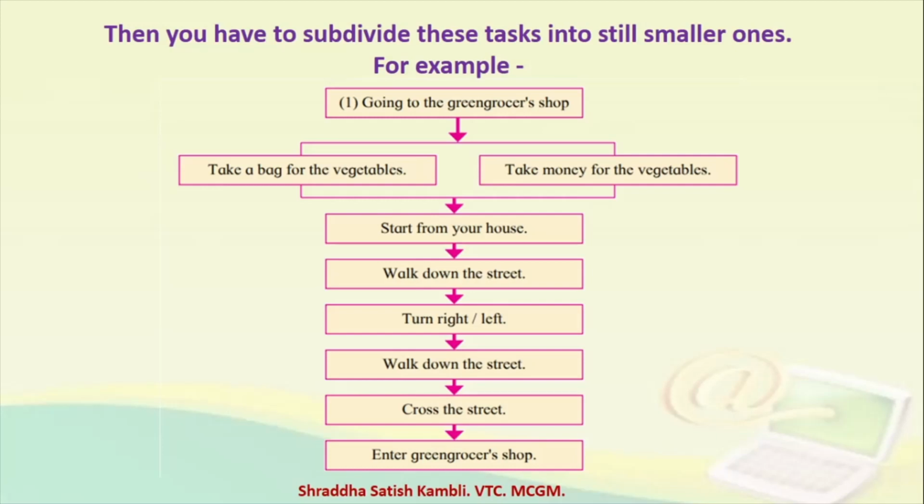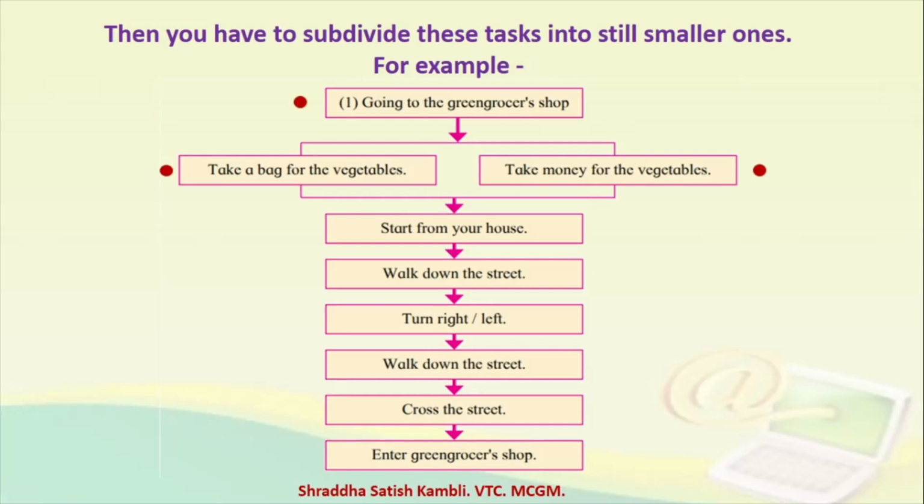So going to the greengrocer's shop. That much is not enough for the computer. The computer has to be told, okay, going to the greengrocer's shop, after going there or for reaching there, what all you will do? So going to the greengrocer's shop means take a bag for the vegetables, take money for the vegetables. These are two important things. Of course, your mommy will give you the bag, she will give you the money. But then the computer, if you're doing, you have to tell the computer all these things.